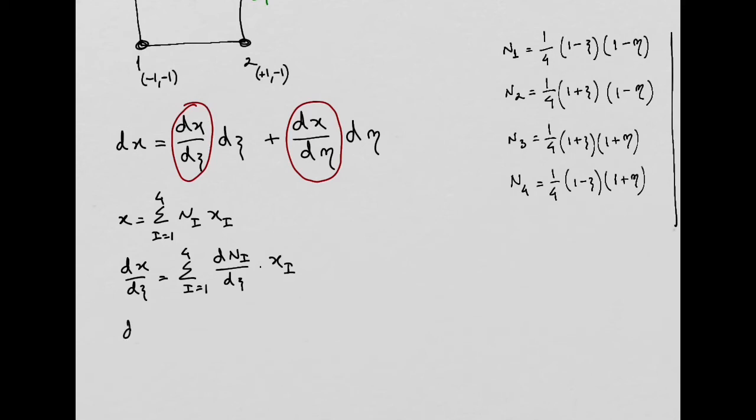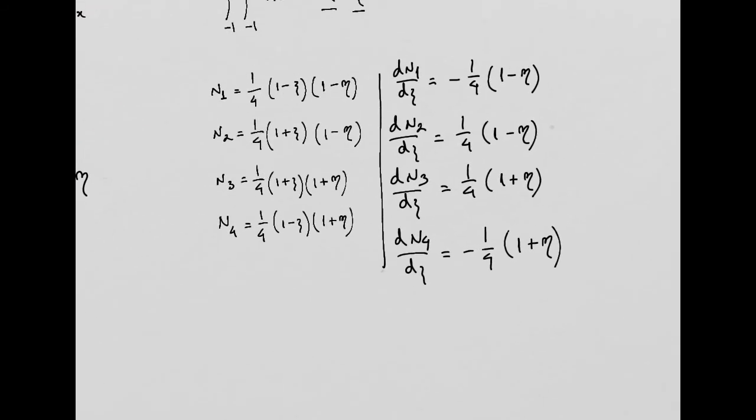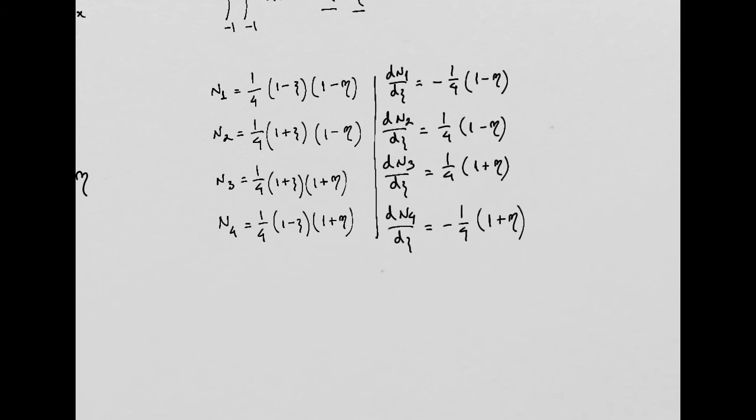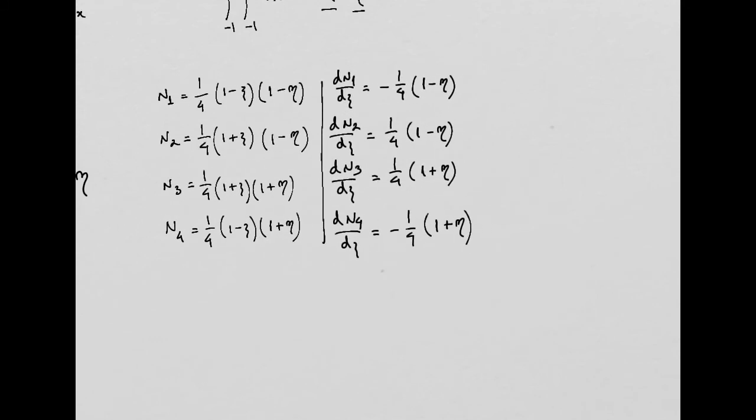Dx d eta is a very similar procedure. Now the only difference is we are going to take the derivatives in order to eta instead of in order to xi. So I have to derive the shape functions in order to eta. Let me see if I can, maybe I need to scale this down a little bit, see if everything fits. Move this a little bit more so this can become a little bit organized.